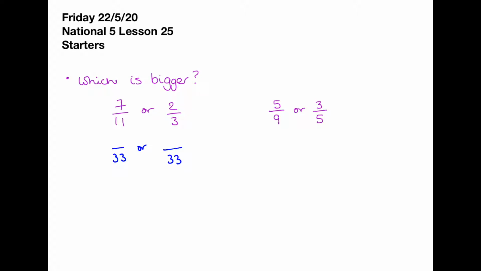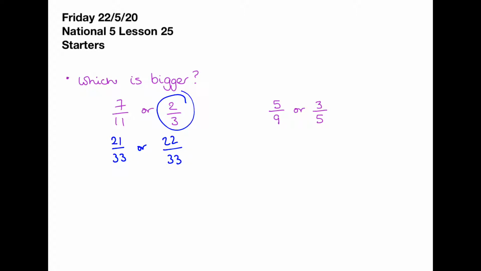Okay, so creating our equivalent fractions, we've multiplied 11 by 3 here, so we need to multiply the 7 by 3 as well. So that's going to give us 21 over 33. And then the other fraction, we've multiplied the 3 by 11 to get 33, so the 2 needs to be multiplied by 11 as well, and that'll give us 22. So now we can see clearly that those fractions are very similar in size, because one's 21 over 33 and the other one's 22 over 33. So the bigger one is 22 over 33, so it's 2/3 that is a little bit bigger.